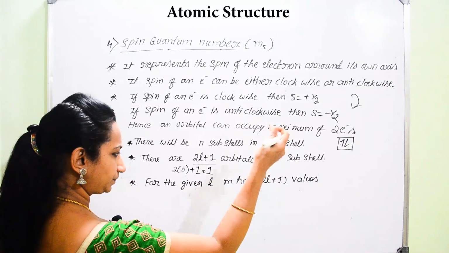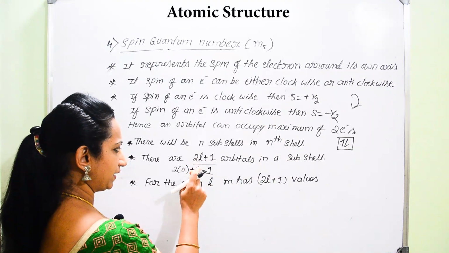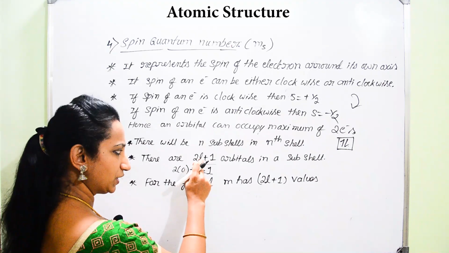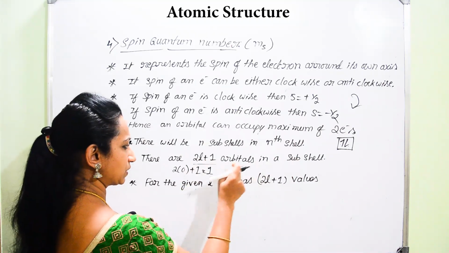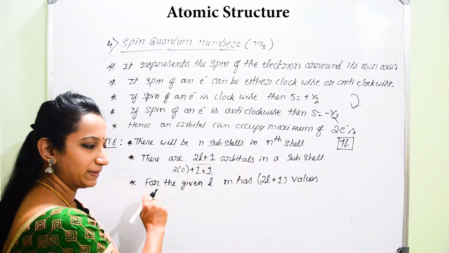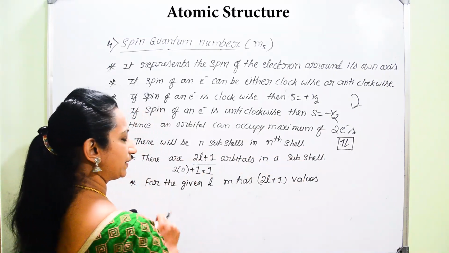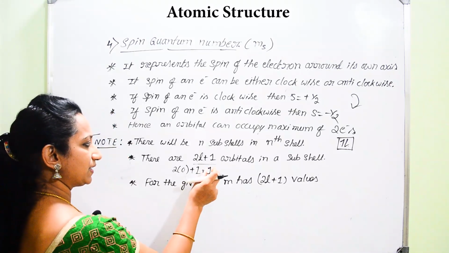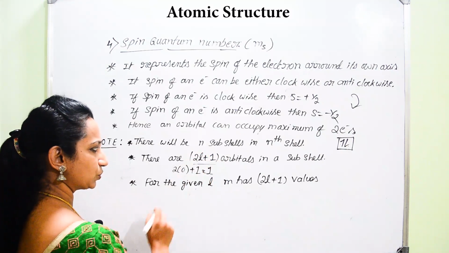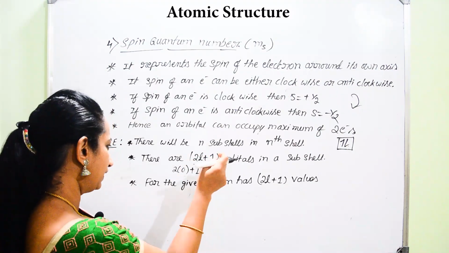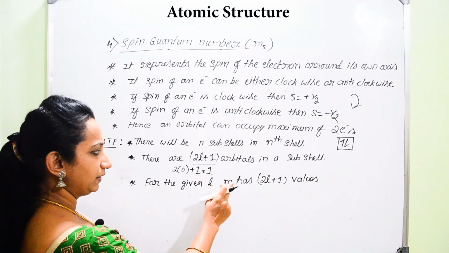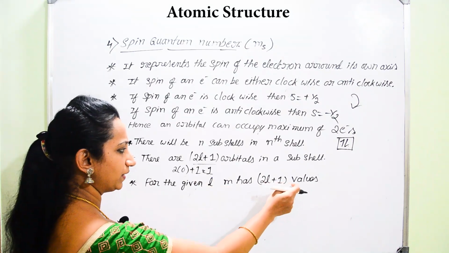In subshell p, that is l value equal to 1, then 2 into 1 is 2, 2 plus 1 is 3. In p subshell 3 orbitals will be there, in d subshell 5 orbitals will be there, and in f subshell 7 orbitals will be there. Therefore, we can mention the number of orbitals based on the simple formula 2l plus 1. And for the given l, m has 2l plus 1 values.